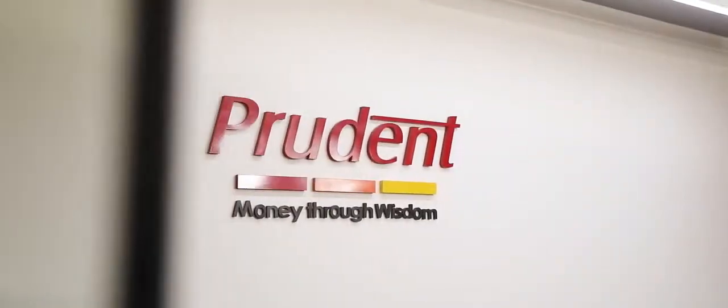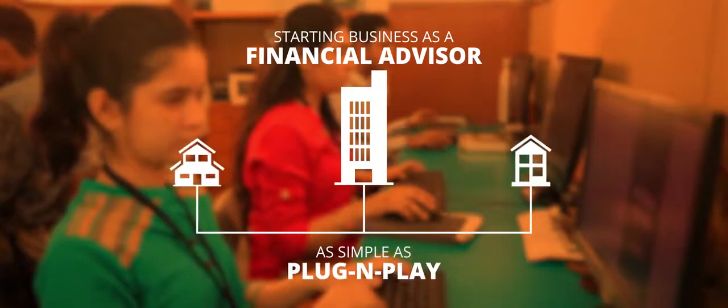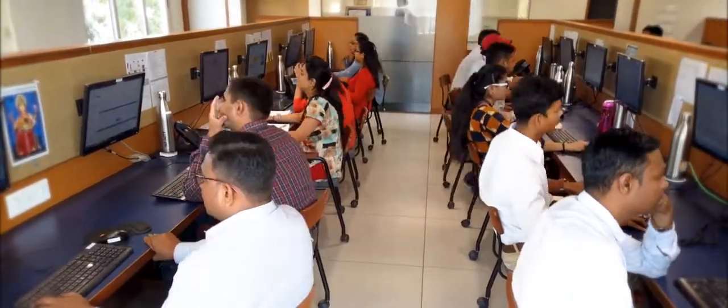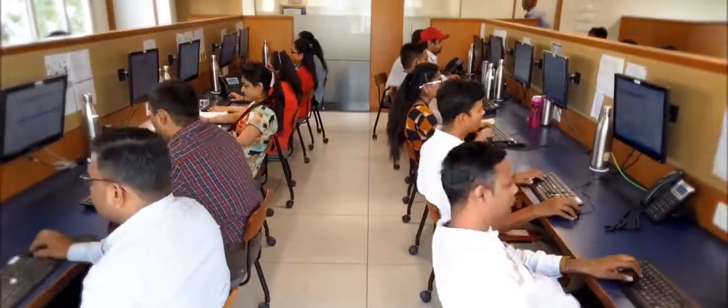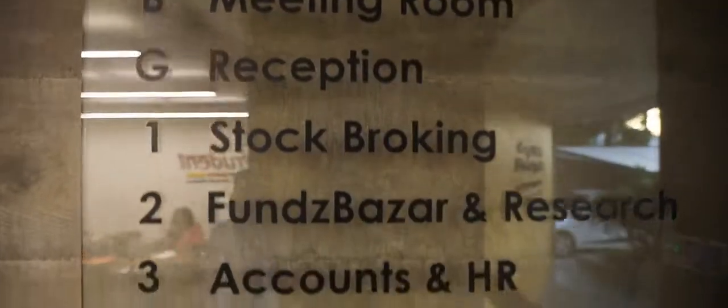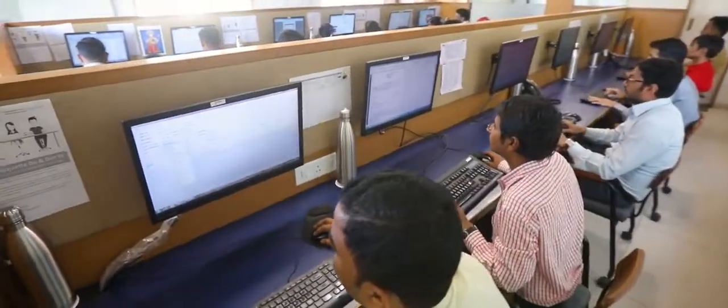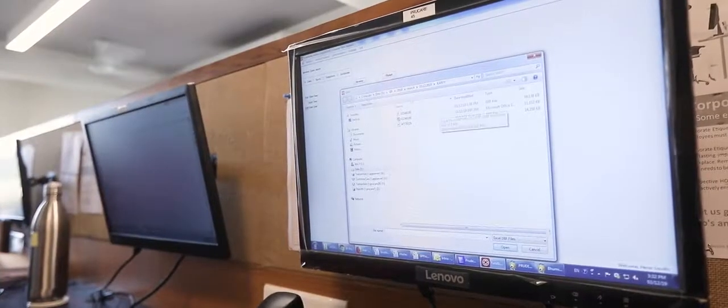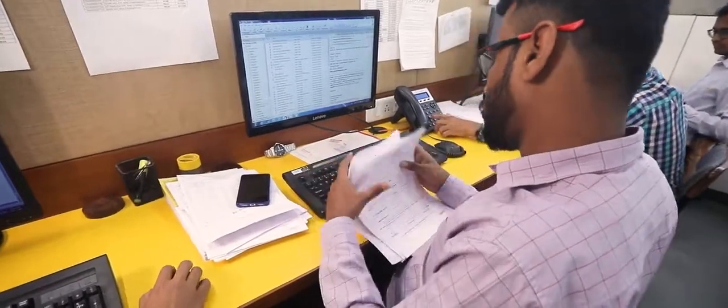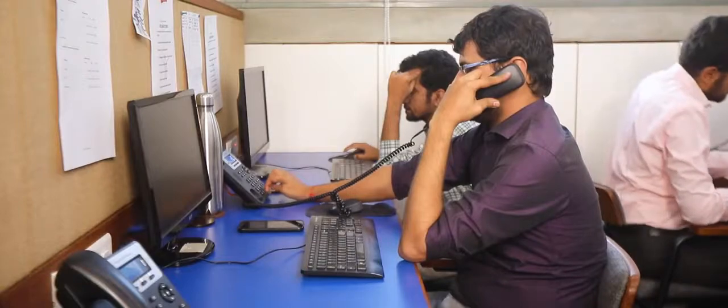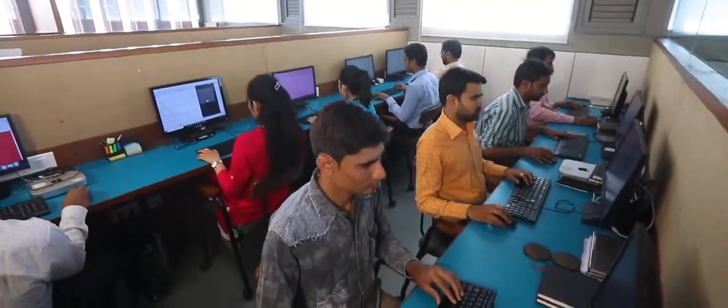With Prudent, starting business as a financial advisor would be as simple as plug and play. From day one, they are in the business. We have already established the business platform for them. They don't need to reinvent the wheel again. They just have to focus on acquiring and growing their client base, nothing else. All the routine business-related activities will be taken care of by our team.